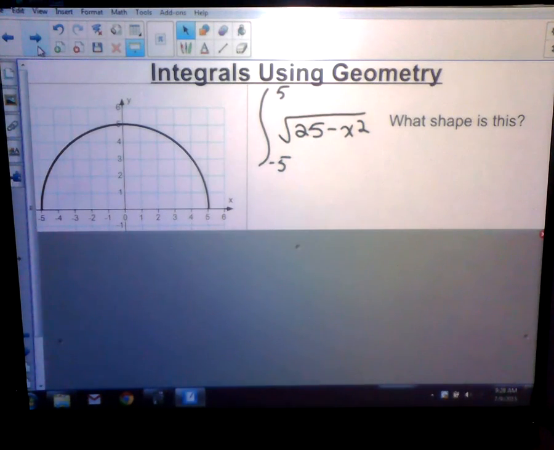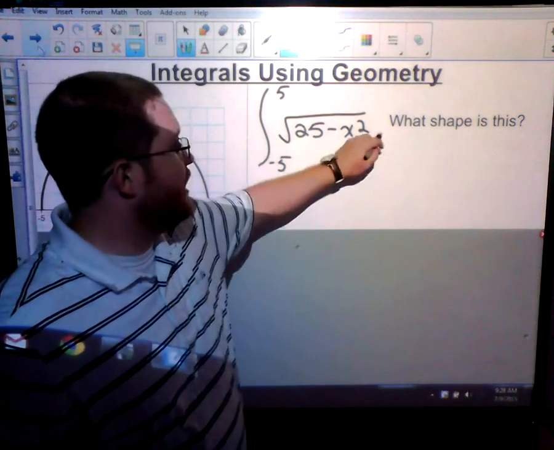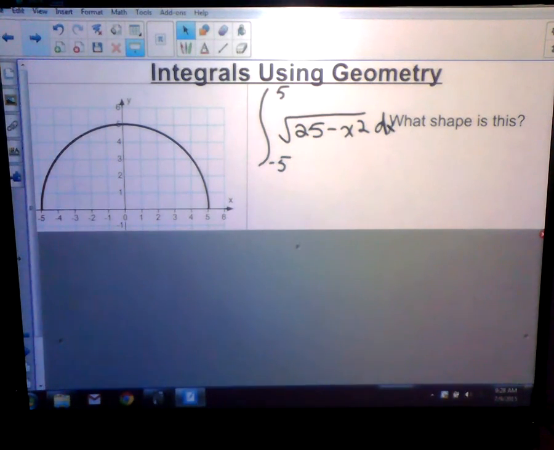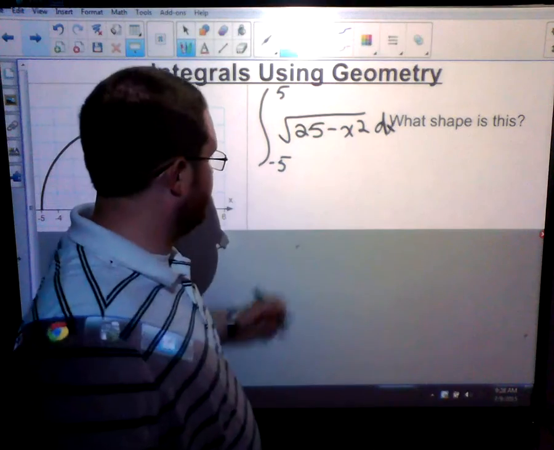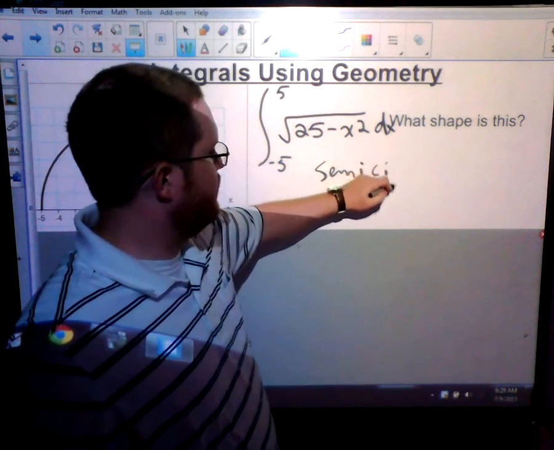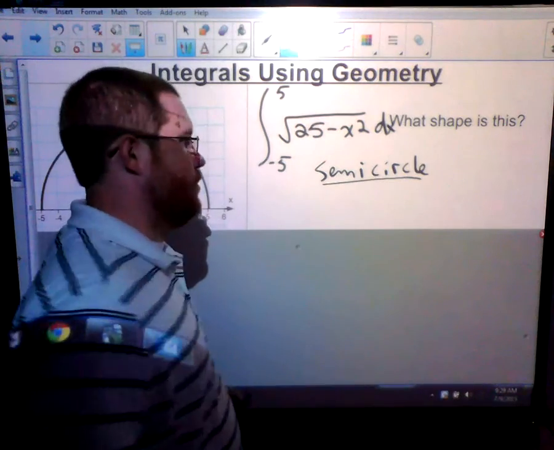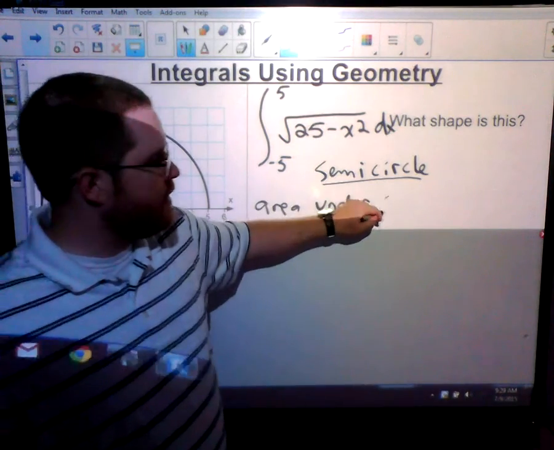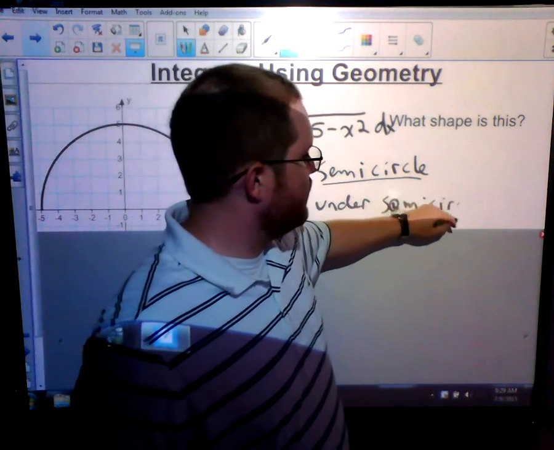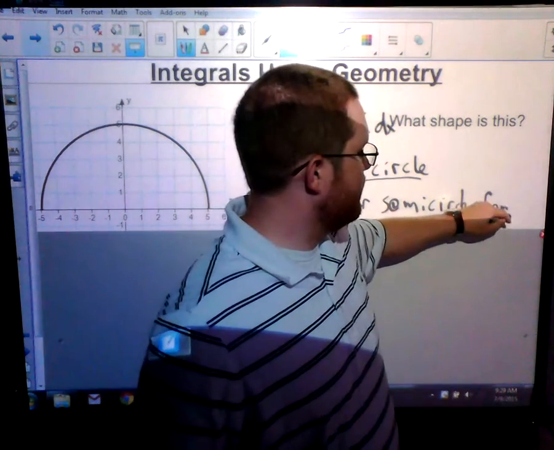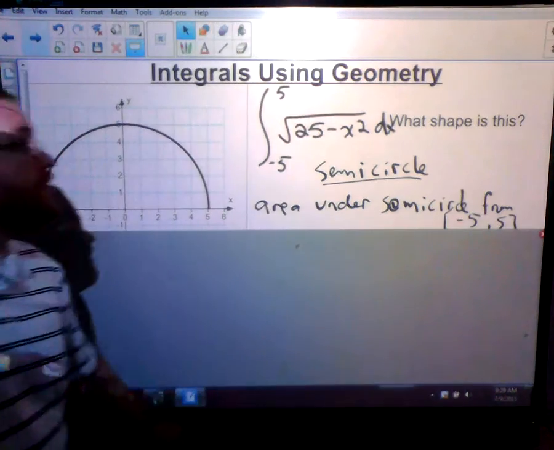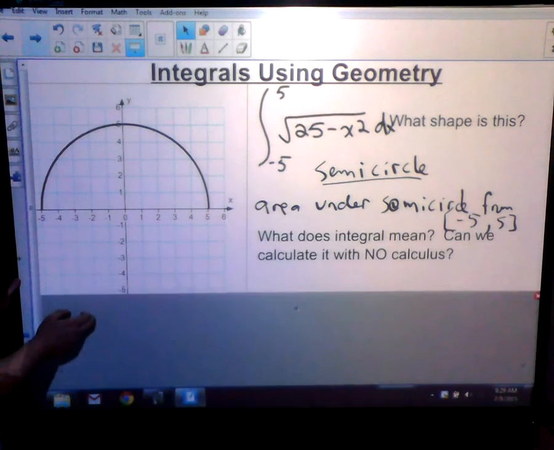How about if we use geometry? Take a look at this equation, and I need a dx. What shape is that graph? What's a semicircle? It's a semicircle. So I want to know the area under the semicircle from -5 to +5. That's what this question is really asking me to find, the area under the semicircle.